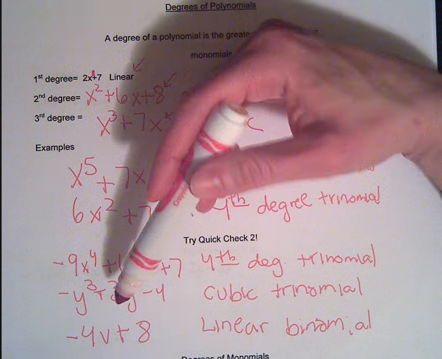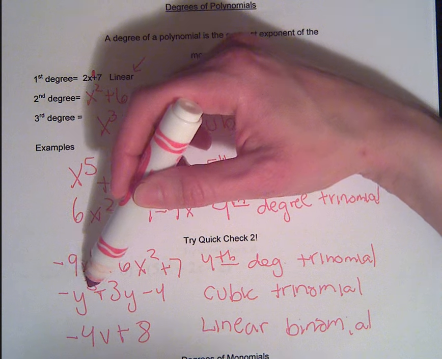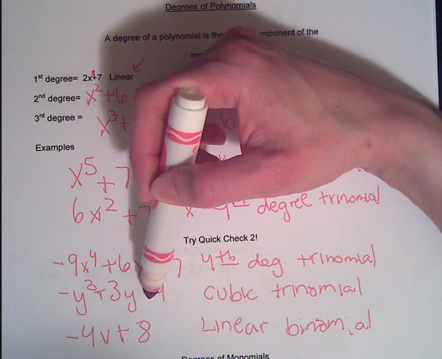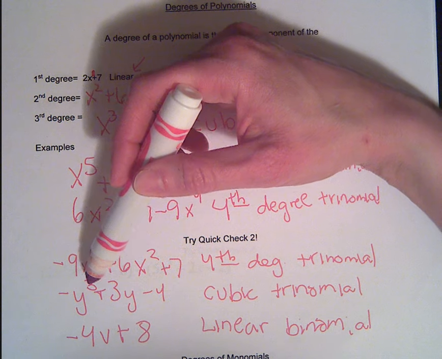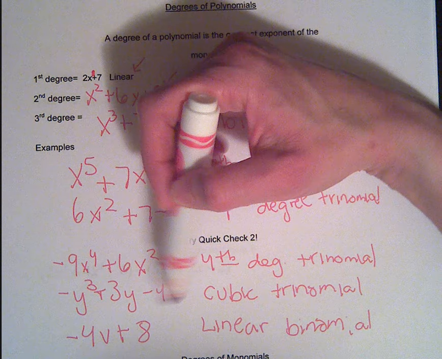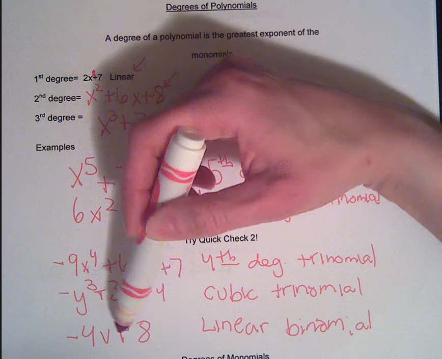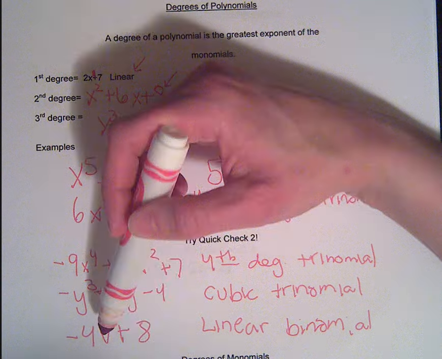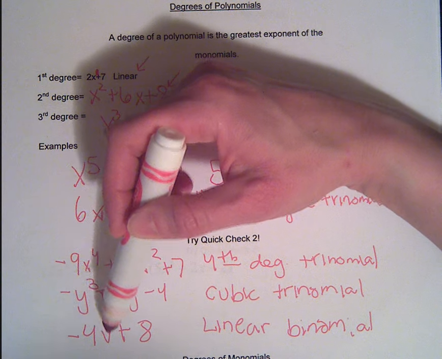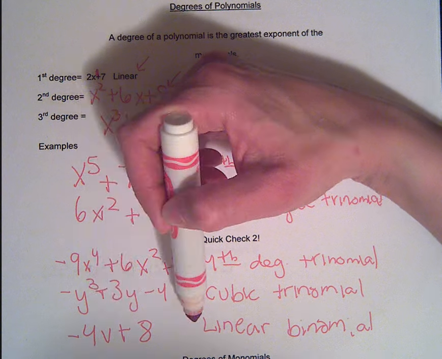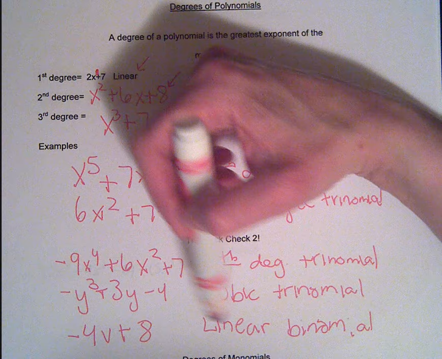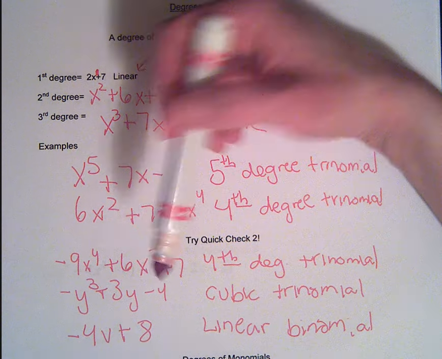This next one, you should have had negative y to the 3rd, because that's the highest exponent, plus 3y minus 4. The highest degree here is a 3, so you'd call it a cubic trinomial because there are 3 terms. This one down here you can simplify, because 7v minus 11v is negative 4v. So this is negative 4v plus 8. My highest degree is a 1 here, so that's a linear binomial because there are 2 terms.